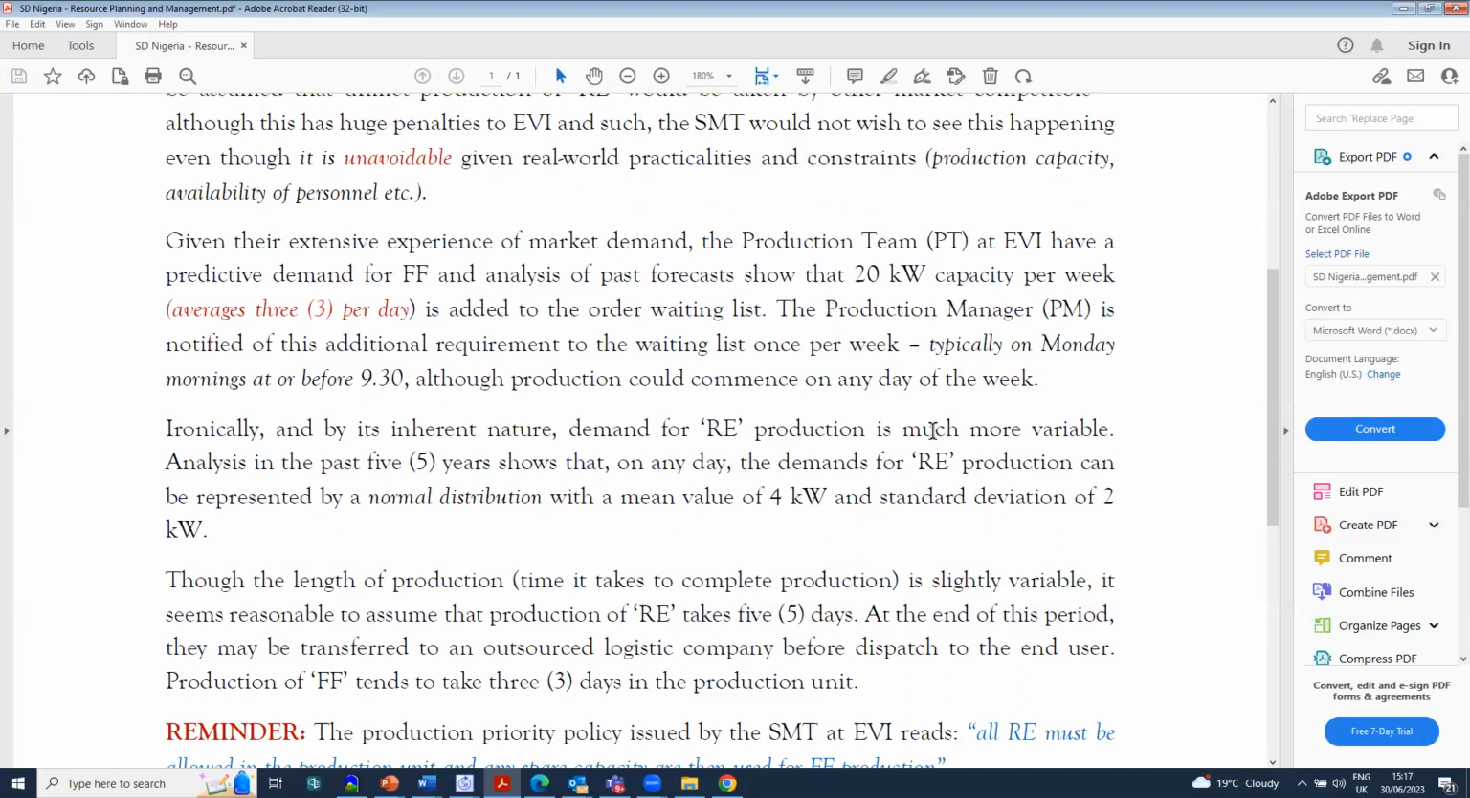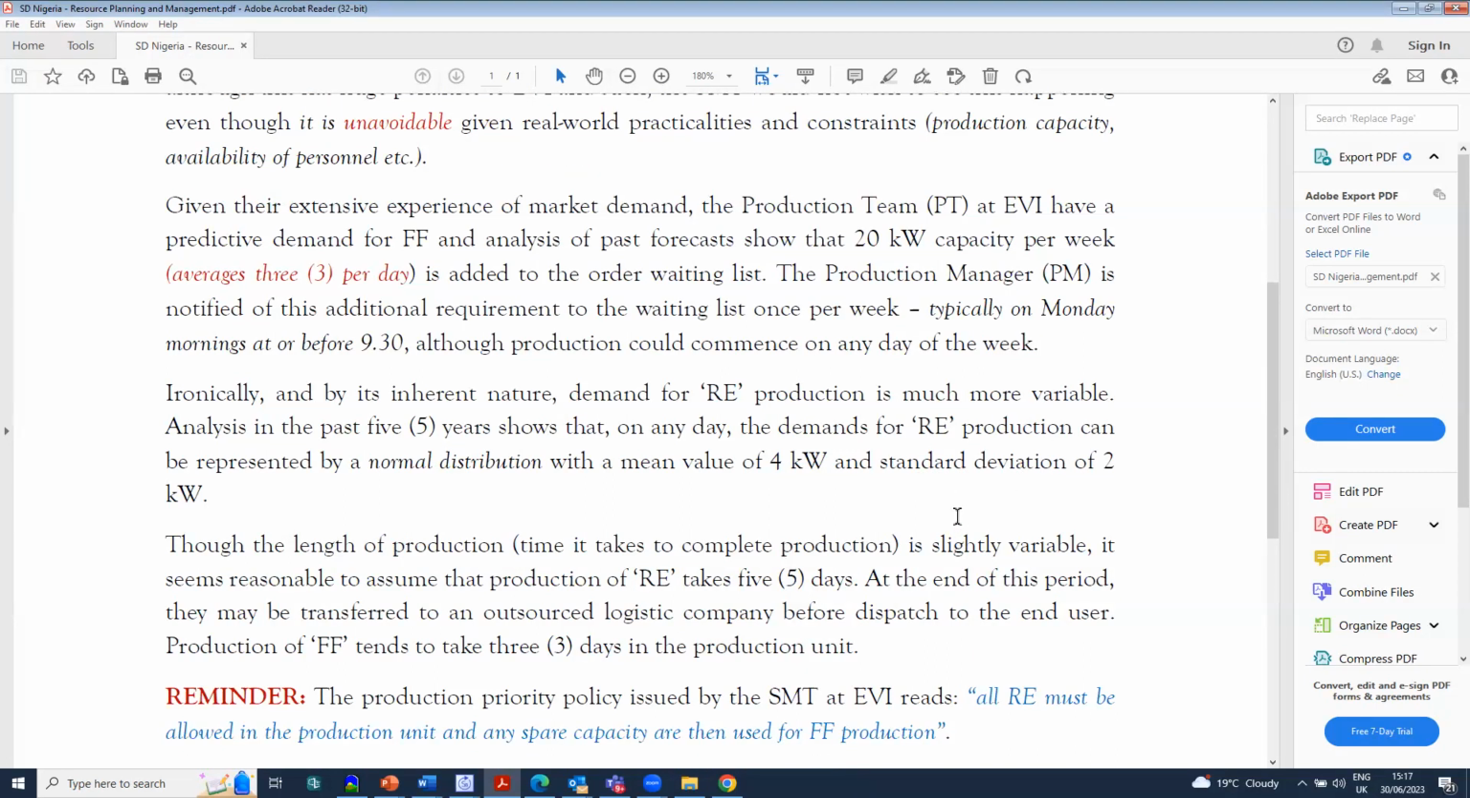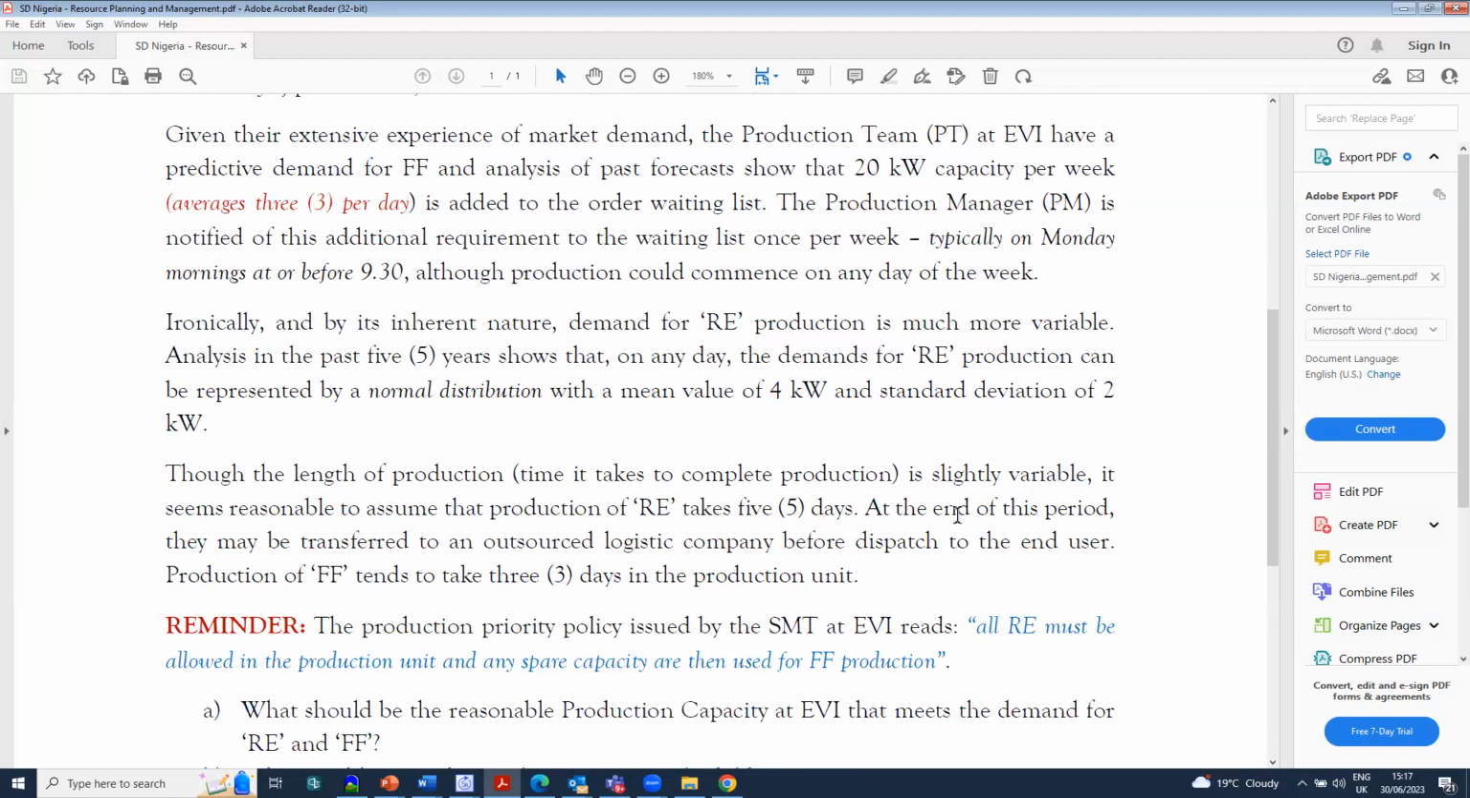Ironically, and by its inherent nature, demand for renewable energy production is much more valuable. Analysis in the past 5 years has shown that on any day, the demand for renewable energy production can be represented by a normal distribution with a mean value of 4 kilowatts and a standard deviation of 2 kilowatts. Although the length of production, which means the time it takes to complete production, is slightly variable, it seems reasonable to assume that production of renewable energy takes 5 days.